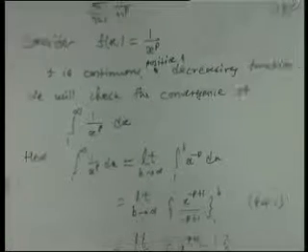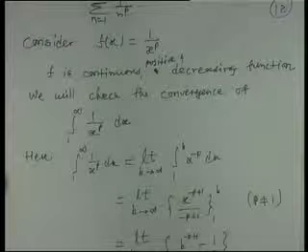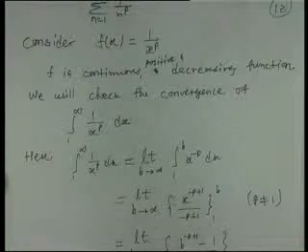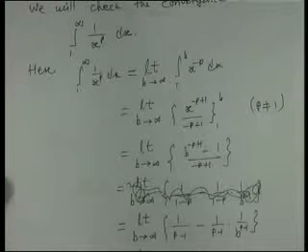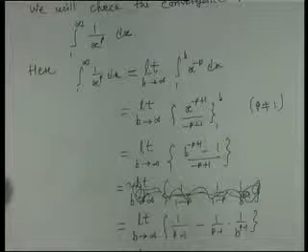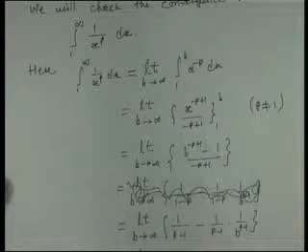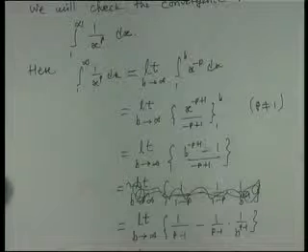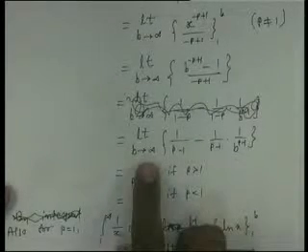So the integral from 1 to infinity of 1 upon x raised to p dx is an improper integral. Therefore, we write it as the limit as b tends to infinity of the integral from 1 to b of x raised to minus p dx. The next step is the limit as b tends to infinity of x raised to minus p plus 1 upon minus p plus 1, from 1 to b. Here the denominator is minus p plus 1, so definitely we have to take p different from 1. Now the limit as b tends to infinity of b raised to minus p plus 1 minus 1 upon minus p plus 1. By simplification, we can write the limit as b tends to infinity of 1 upon p minus 1 minus 1 upon p minus 1 into 1 upon b raised to p minus 1.